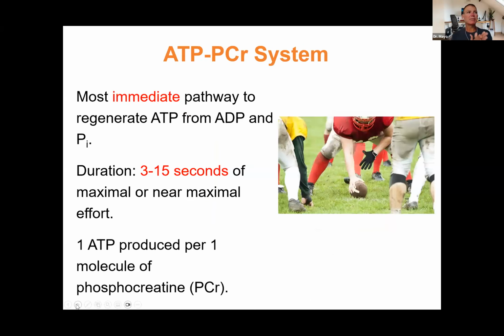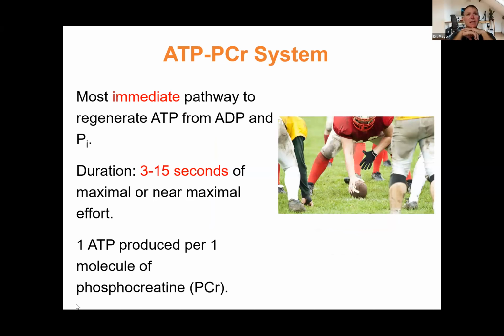So now let's begin to talk about the different systems. The first system is the ATP phosphocreatine system. What you need to know about the ATP phosphocreatine system is that it's the most immediate method in which we actually regenerate ATP.